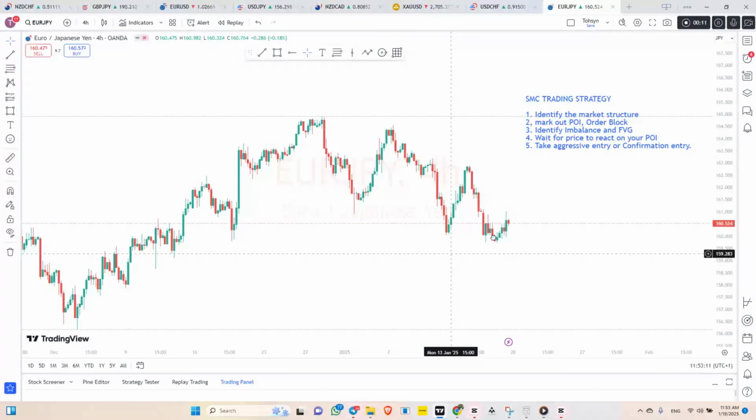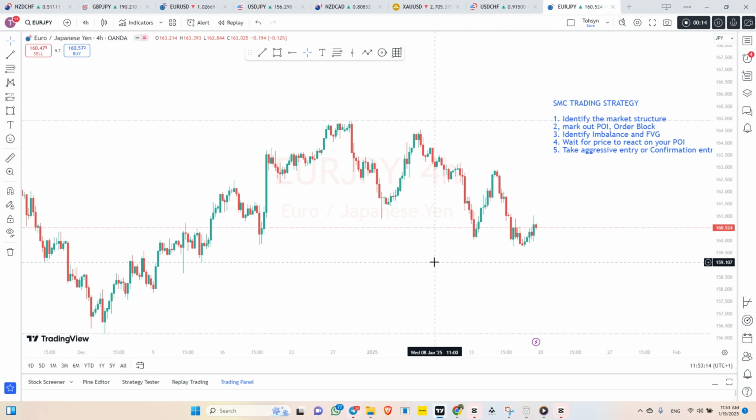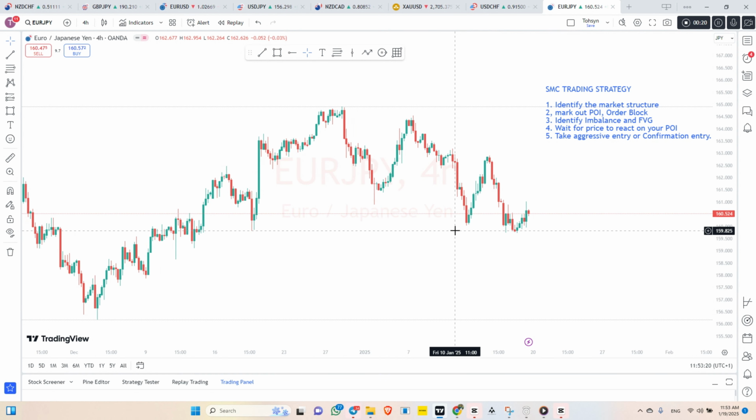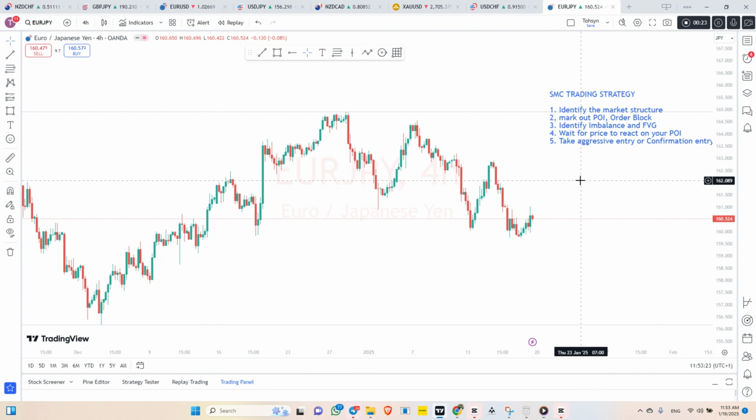So, today I want to do a trade analysis on Euro JPY using the SMC trading strategy. So, first of all, what is the first step? Identify the market structure. Maybe the market is bullish, bearish, or consolidating.